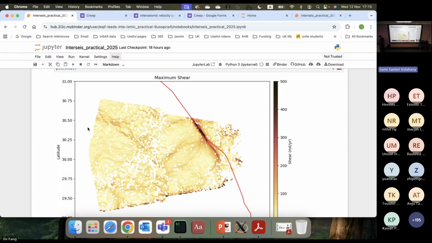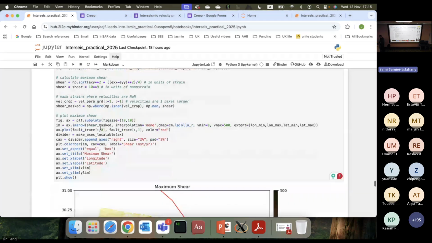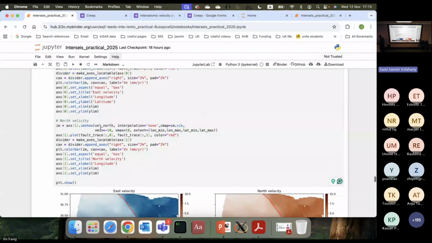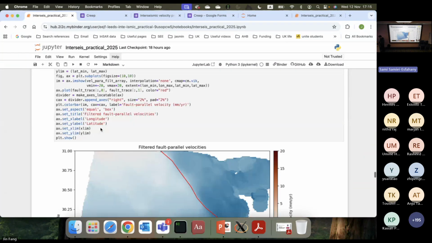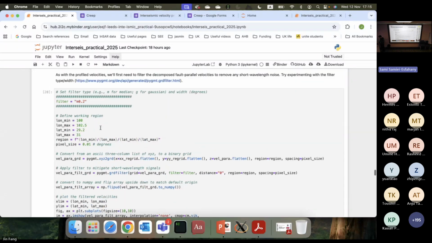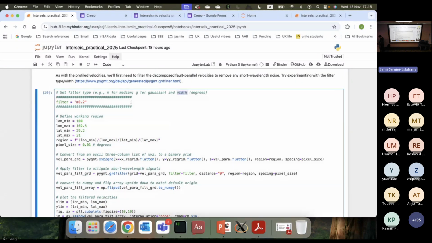You can choose a different smoothing type, for example Gaussian, and a different strength for the filter width. Here the width is in degrees.